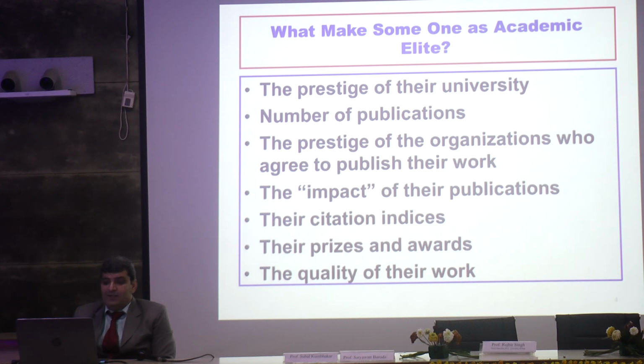Next is the prestige of the organization that agrees to publish the work. If a publication is from a press based in Rohtak, and another is from Cambridge University Press, Harvard University Press, or MIT Press, then we would be able to make a difference. This author is from Rohtak University Press and this author is from Cambridge University Press. So this is the criterion of being an academic elite or not. And the same thing applies to the impact of their publications, and for measuring the impact we have different parameters and different measures.